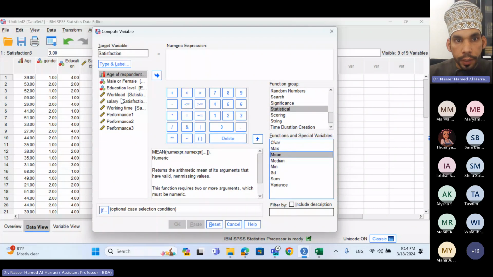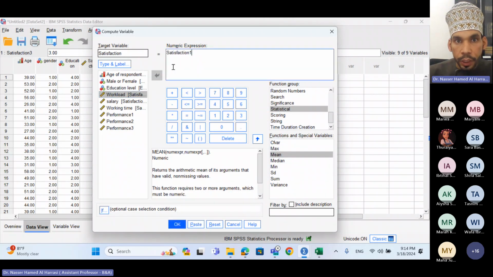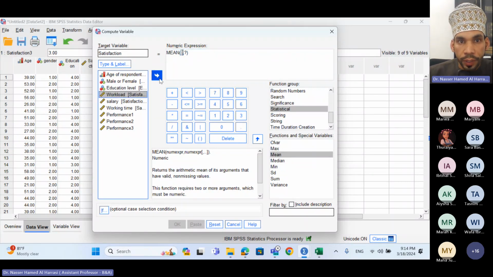So the first one here, workload. This is the first one. I'm going to click on it, then click here to bring it into the numeric expression. Here the mean, I'm going to click on this one, mean. I will bring the 3 variables that I have about workload. So this is the first one, workload. Then I'm going to click here, satisfaction 1.